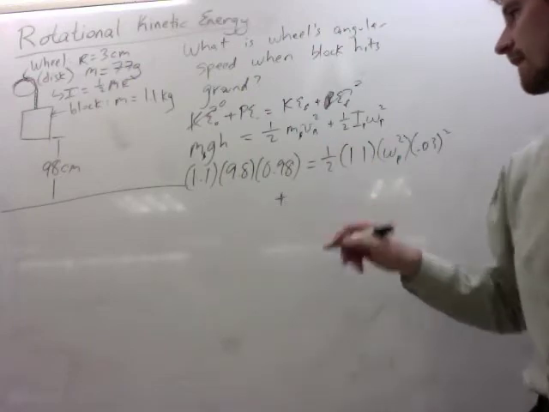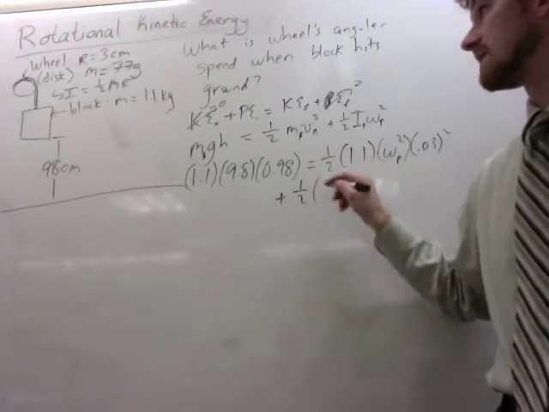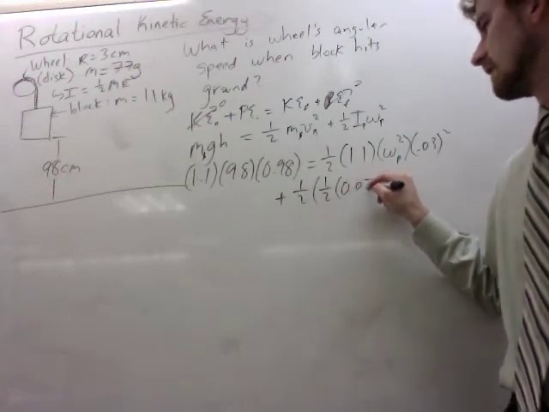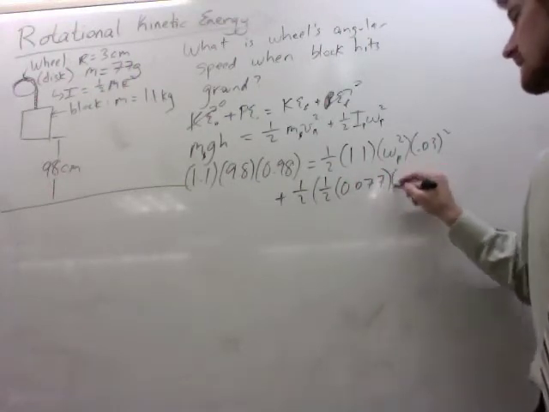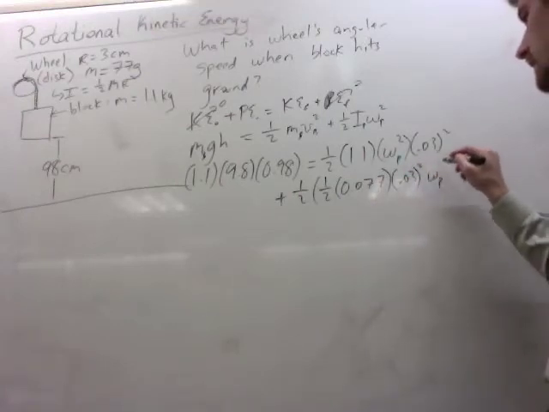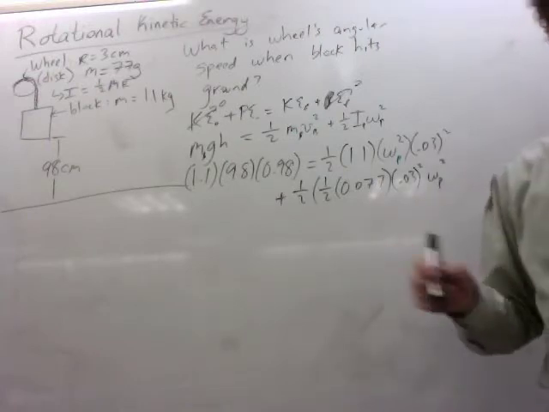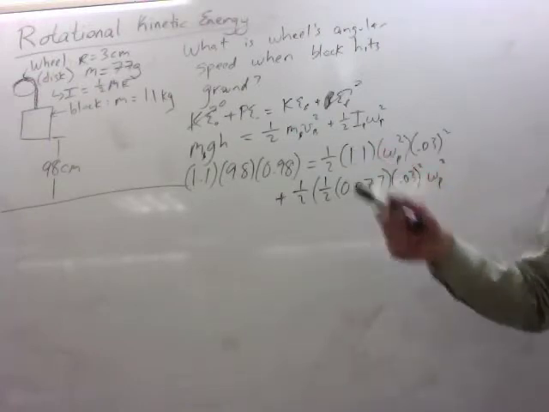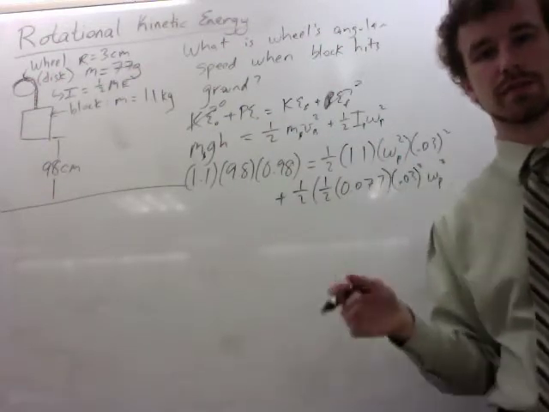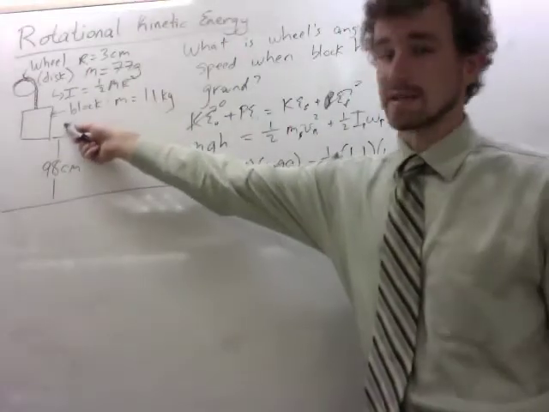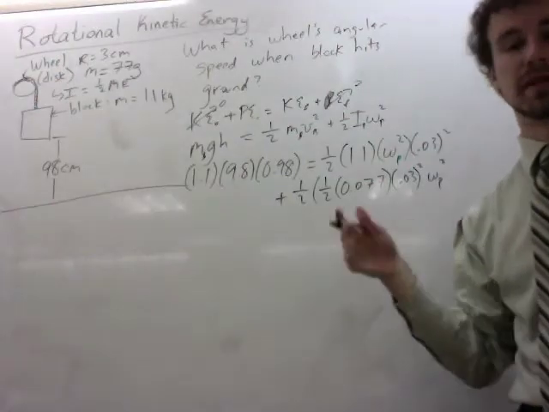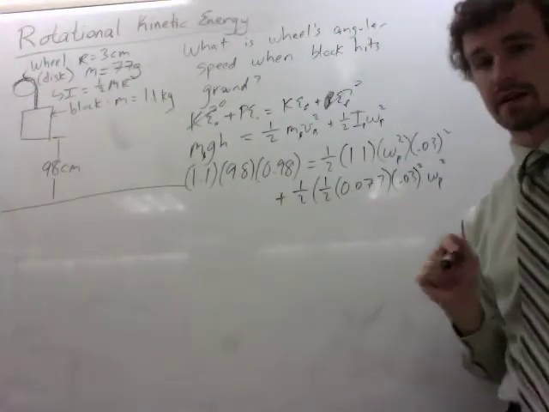Then we just have our 1/2 I omega squared, and I is 1/2 mass of the pulley times the radius of the pulley squared times omega pulley also squared. So once again we can get the angular velocity of the pulley. It's just that now that potential energy is going into two different places. It's giving the block translational kinetic energy, and it's giving the disc, the wheel, the pulley, whatever you want to call it, a rotational kinetic energy.